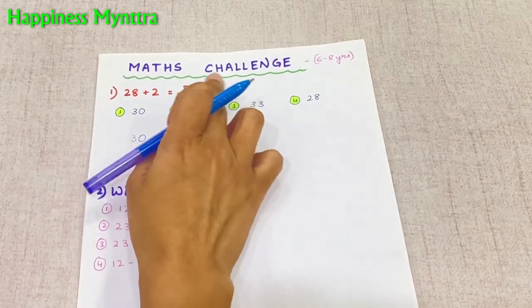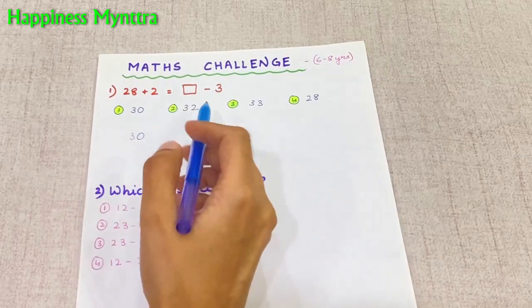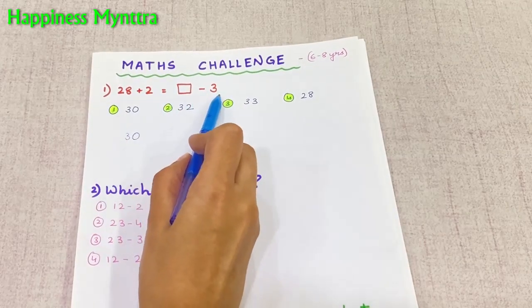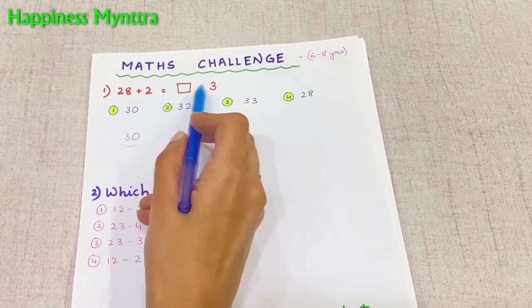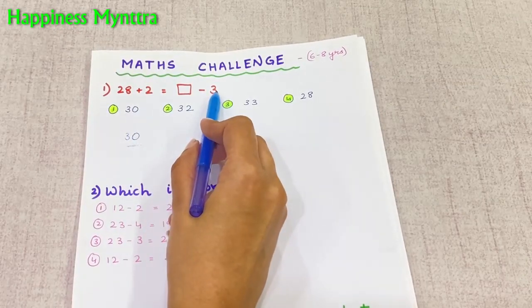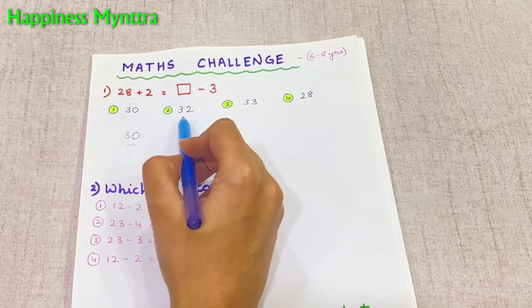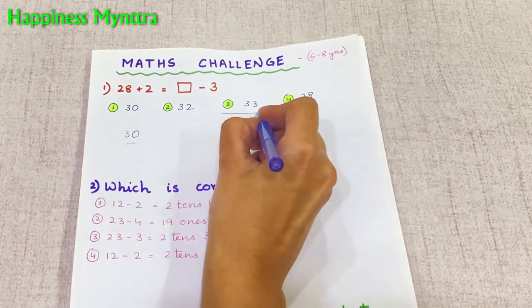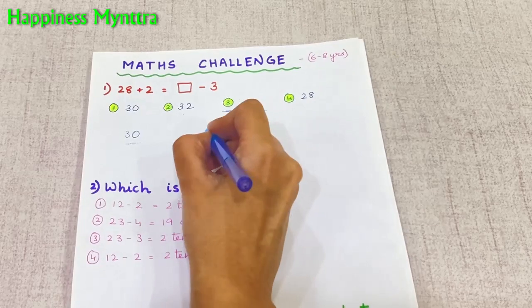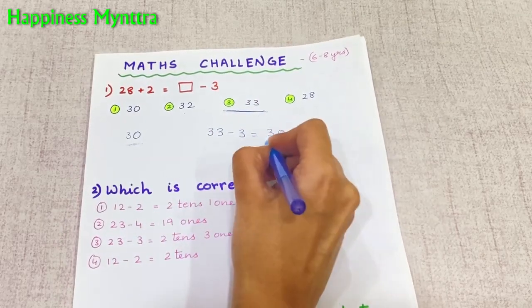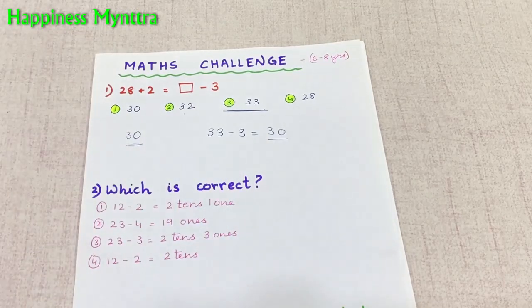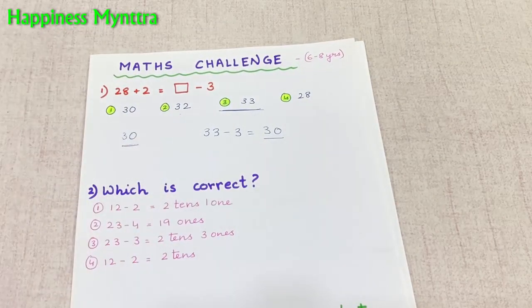Now, here they need to get the same answer. So what number minus 3 would again give them 30? If we do 30 minus 3, it won't happen, it's 27. Similarly, this won't work. So the correct answer in this case is 33. 33 minus 3 is again 30, and 30 and 30 match. So that is how this is solved.